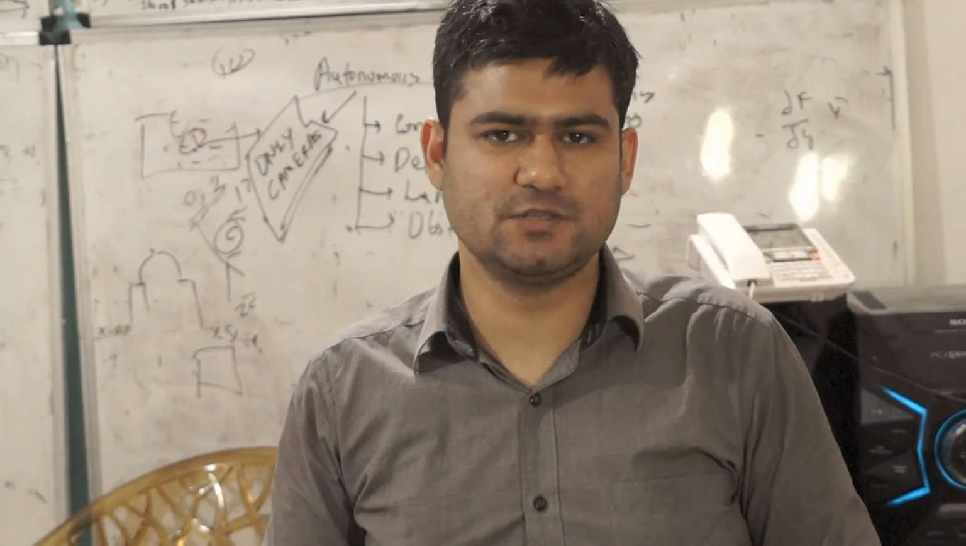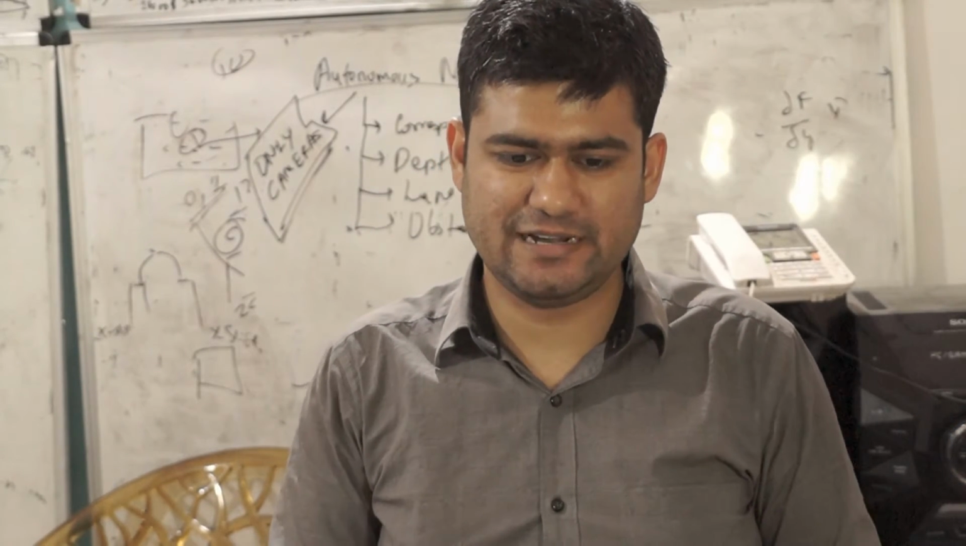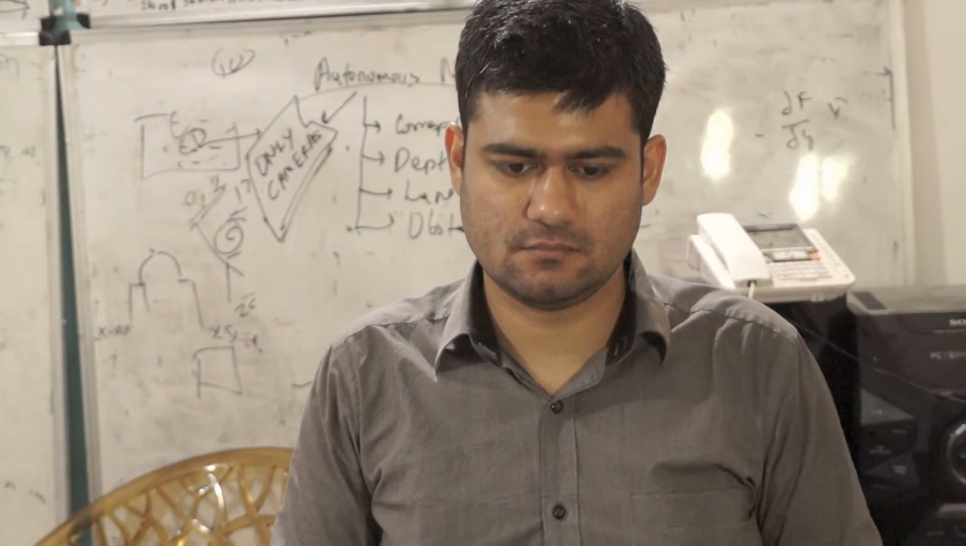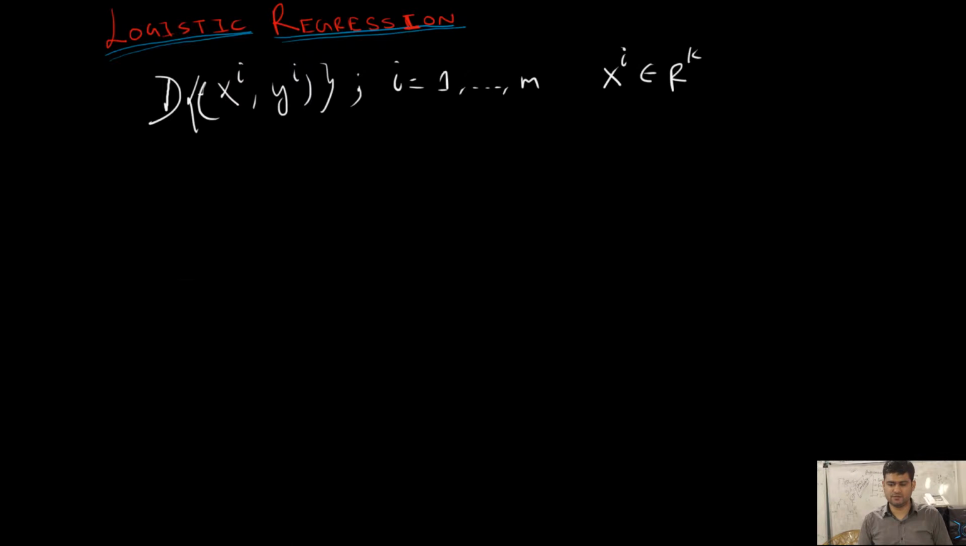So as we discussed in the first part of the lecture, we have a data set D, which is a set of points xi and yi, where i goes from 1 to m, and each of the xi's is a k-dimensional real vector, and each of the yi's is binary.